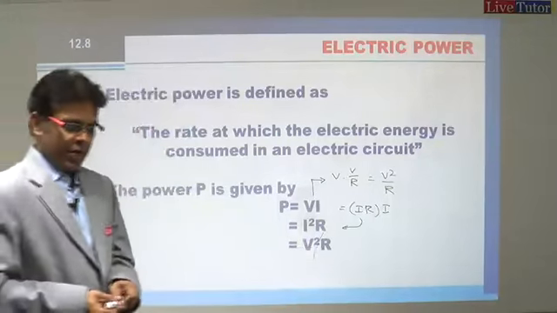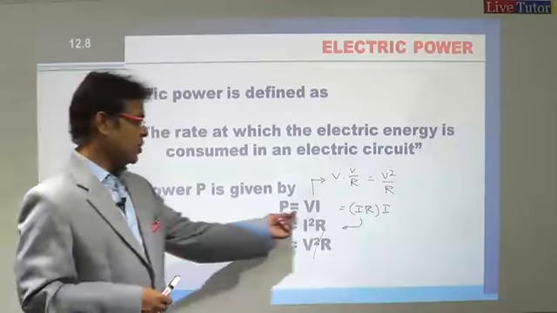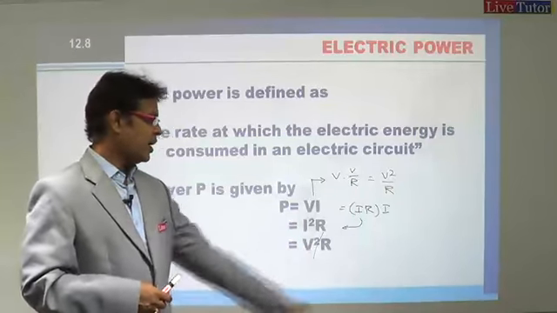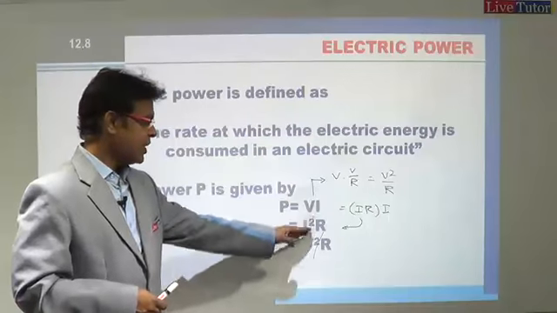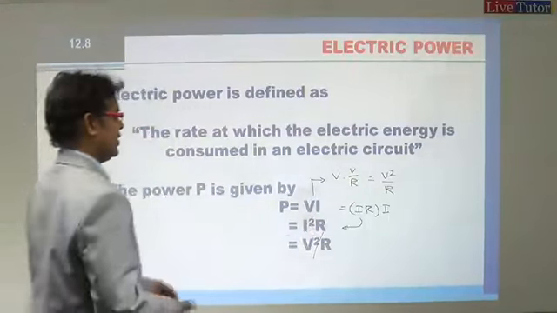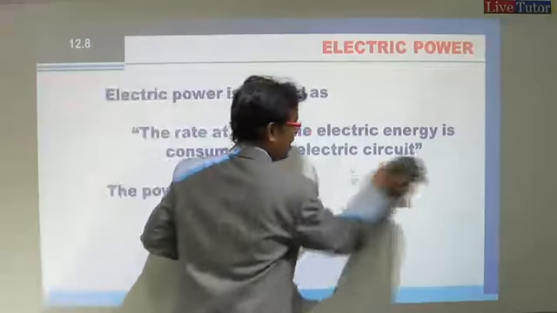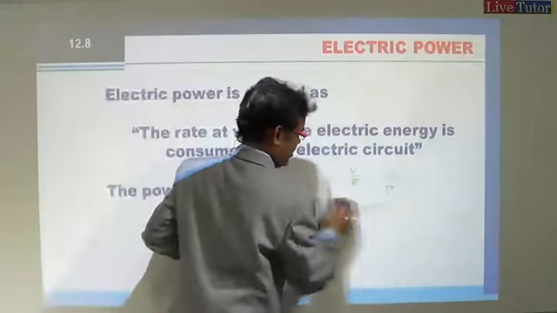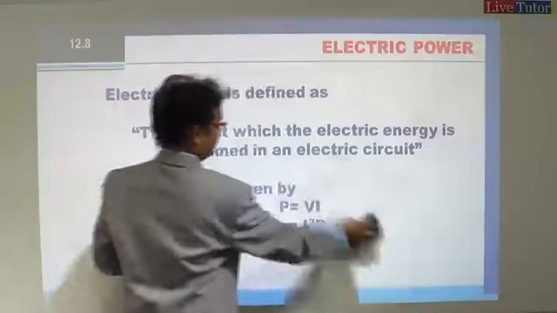So all these three formulae are very, very important. Remember, P is equal to VI, I square R, V square by R. If you remember this, you can change accordingly. All these three formulae are very important, which represent the power consumed in an electric circuit. Formula for power.